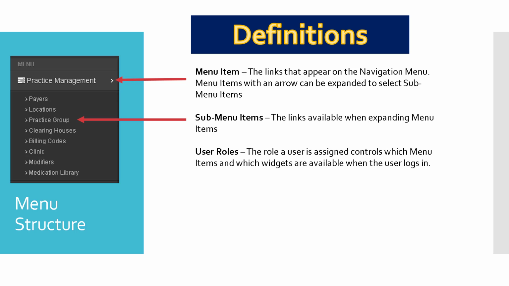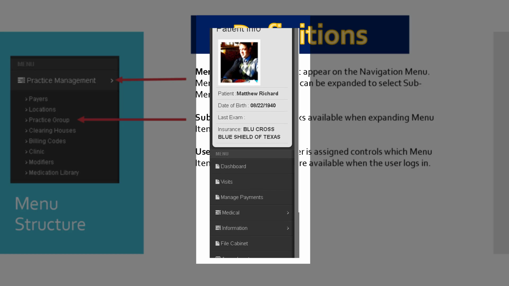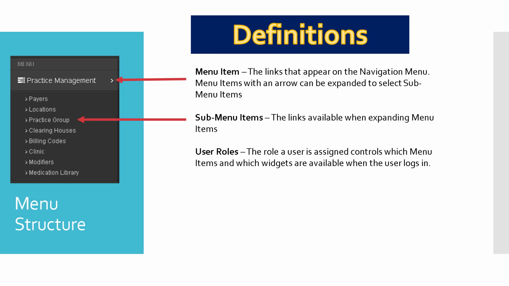In a standard computer browser, the menus will appear on the left-hand side of your screen. The menu is broken up into menu items that you can click to access. If the menu item name is followed by an arrow, the menu can be expanded into submenus to give you more options. Clicking on the submenu item will navigate you to that screen.